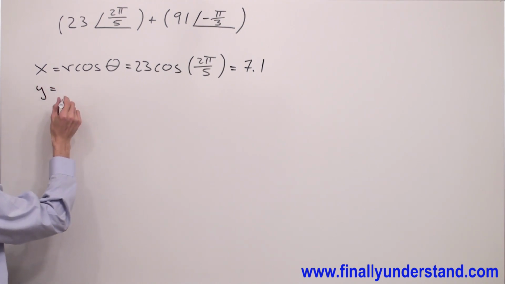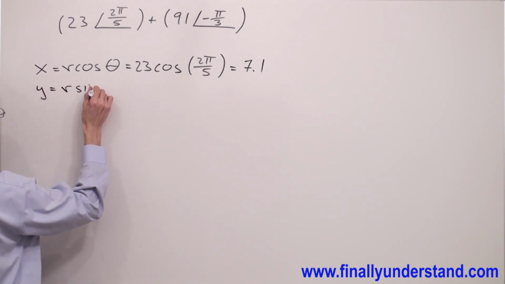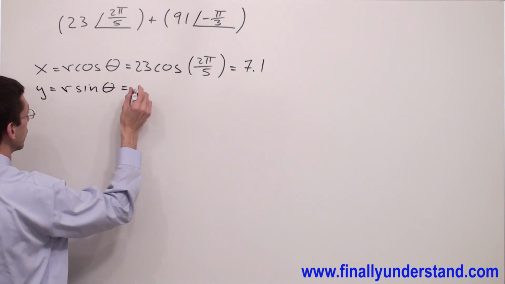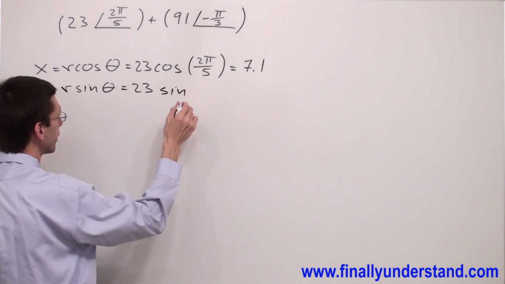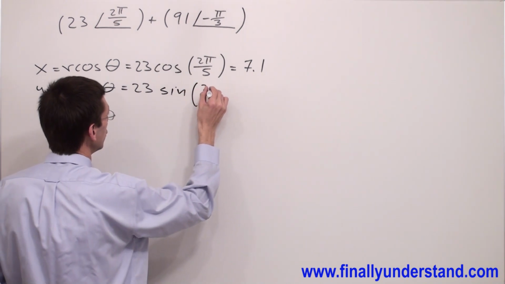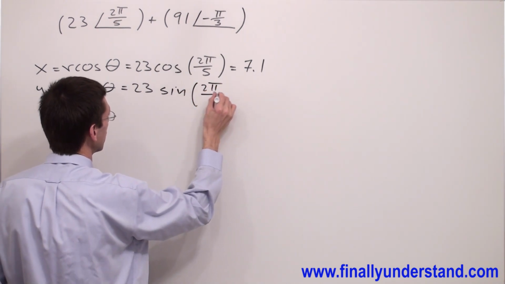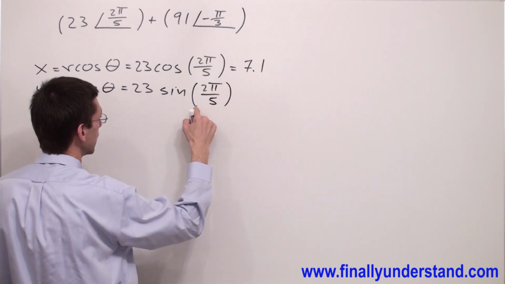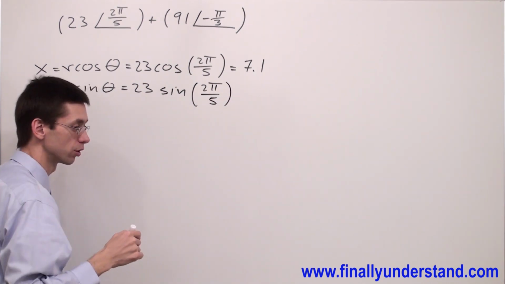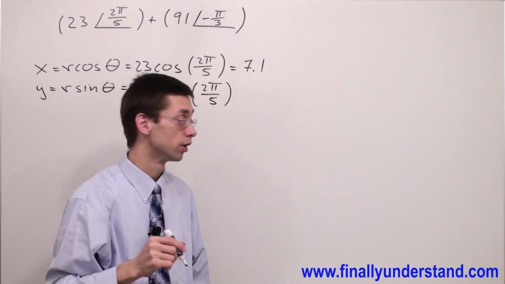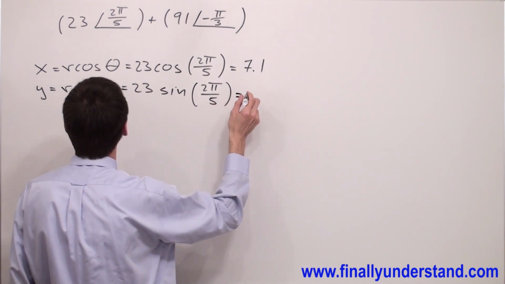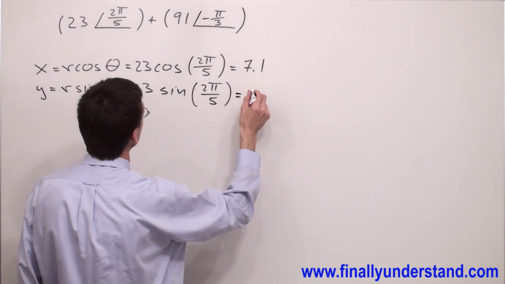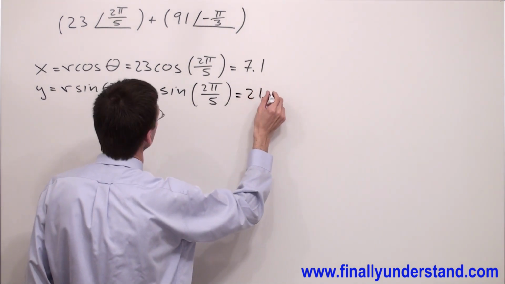Y is equal to r sine theta, which is equal to 23 sine of 2 pi over 5. Please notice that I'm using parentheses. This is mandatory to use parentheses if you use the calculator. So I have this equal to 21.87.